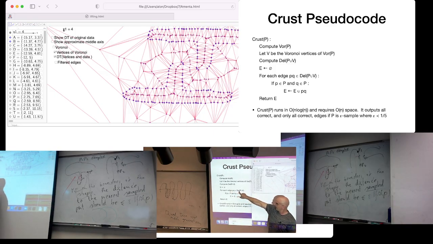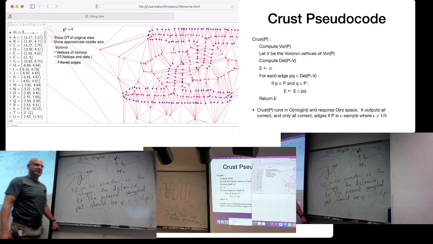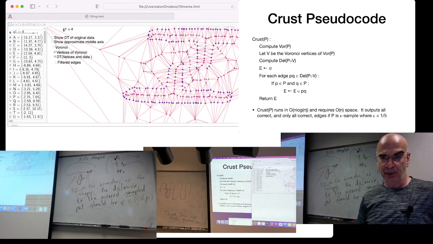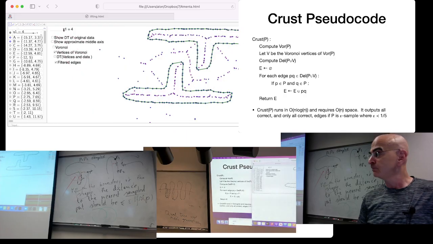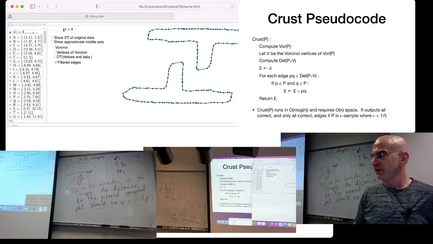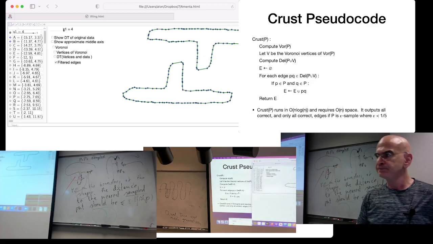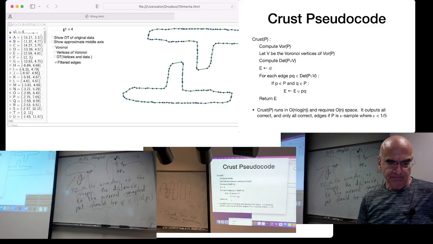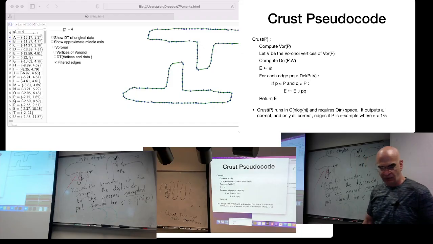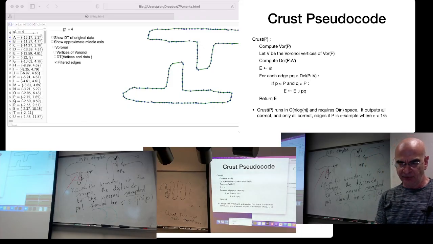So now, for every edge of this much richer Delaunay triangulation, just check if both endpoints belong to the original data. Keep an edge only if it belongs to the original data, and you're done. Okay, so that happened in the last 5-10 minutes of the original lecture. And the epsilon that you need to take here to guarantee the correctness is 1/5.